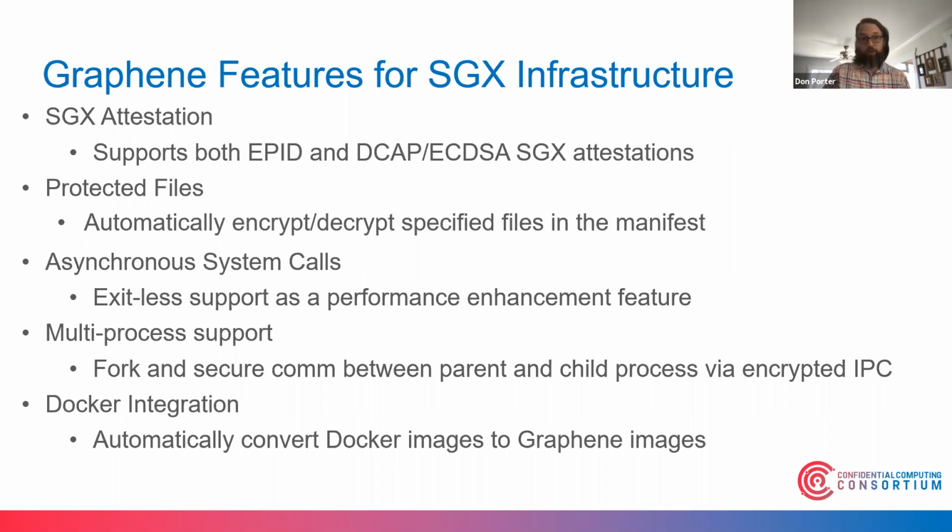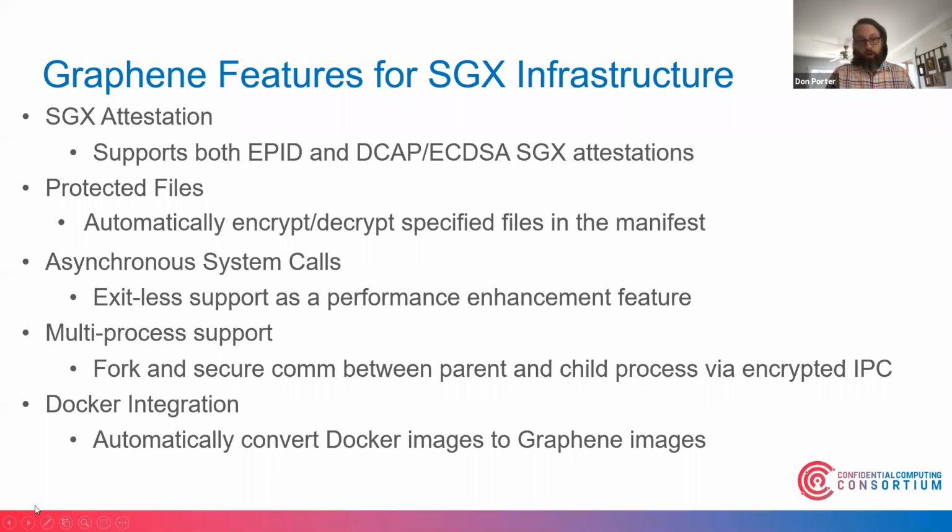For performance, we have adopted asynchronous or exitless system calls. As I mentioned previously, we support multi-process applications. And what this means is that if you want to run 3 collaborating processes or applications, multiple Graphene instances can work together to provide the illusion to the application that they're running on a single shared Linux kernel. And this is again coordinated through encrypted message passing across the enclaves.